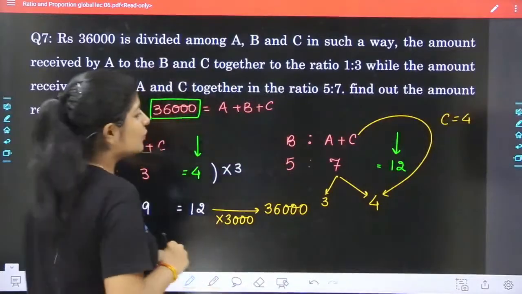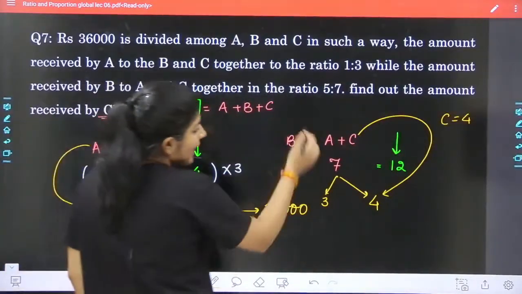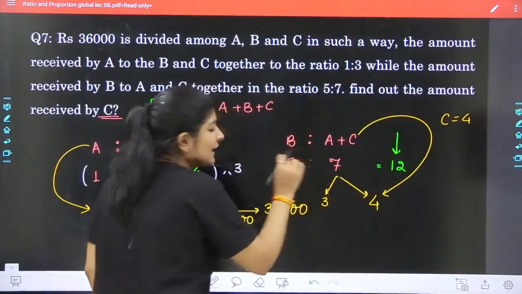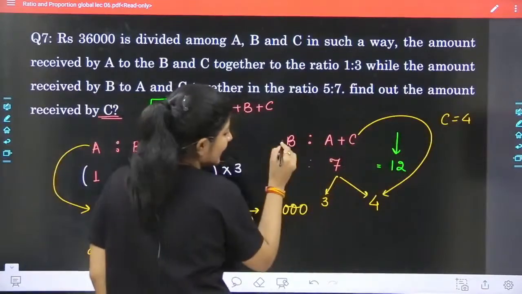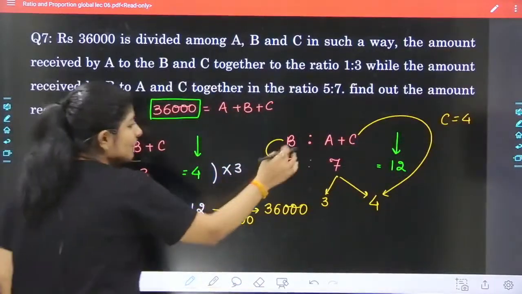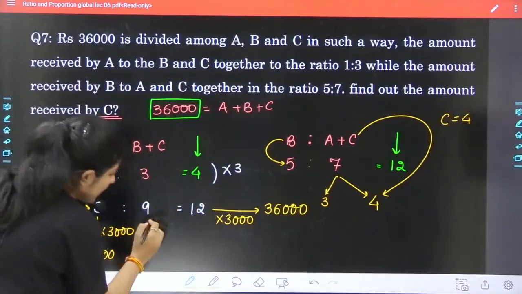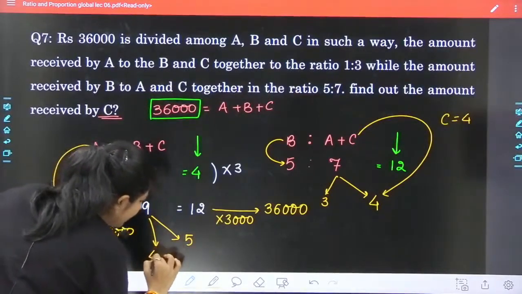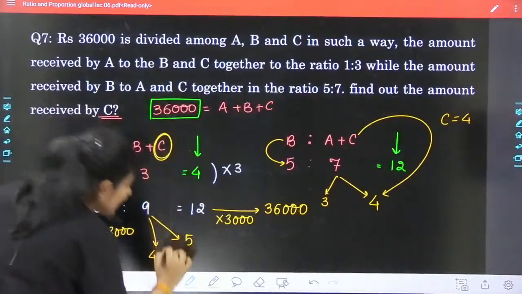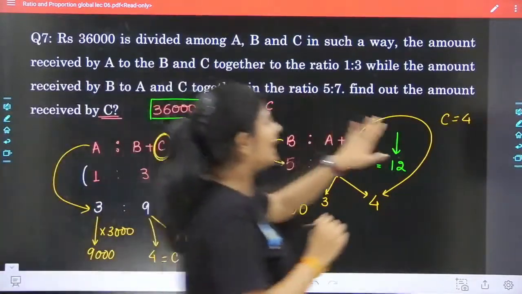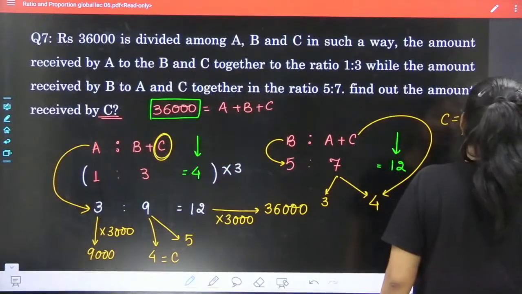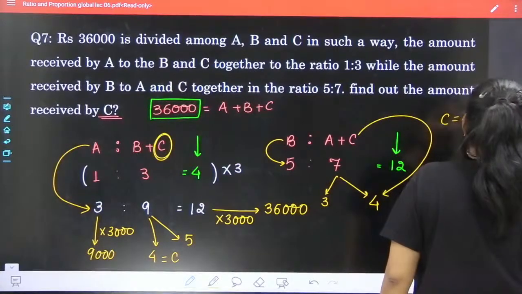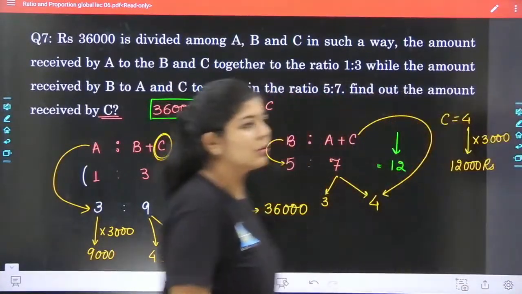But we have to cross check this value. As per this ratio, we can say that out of 12, B is getting 5. Out of 12, B is getting 5. So just simply put this value of 5 in this. From 9, if B is getting 5, we are left with 4, which is equal to C. So we finally get the value of C, and we simply multiply this term by 3000 so that we can calculate the amount received by C, and that is equal to 12,000.